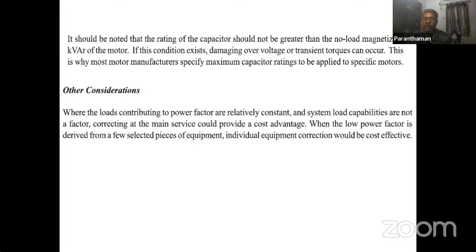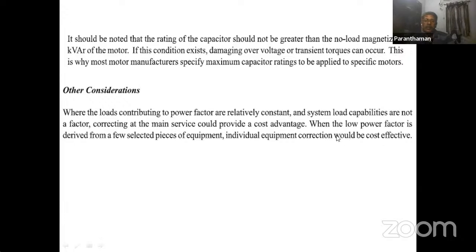Other considerations: the loads contributing to power factor are relatively constant, and the system load capabilities are not affected. Correcting at the main service could provide a cost advantage. What they are saying is, if the load is not varying, motors and the like consume constant current. Other loads, like furnaces, will vary a lot. In the steel industry, the load will vary drastically.